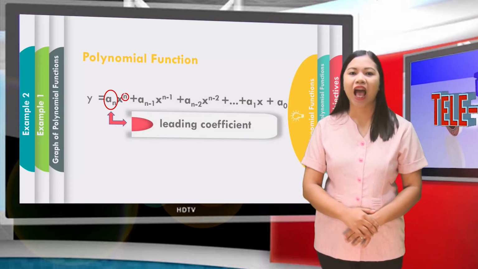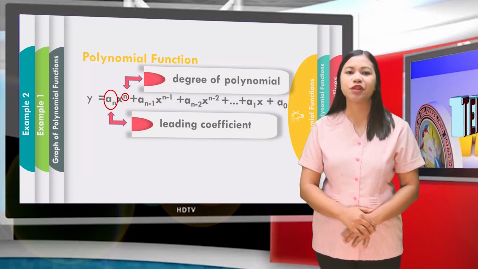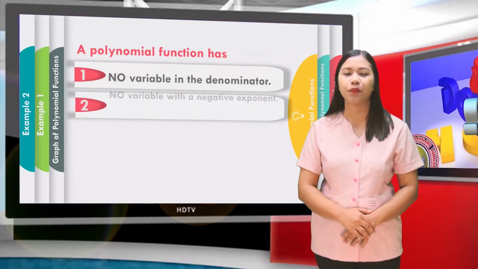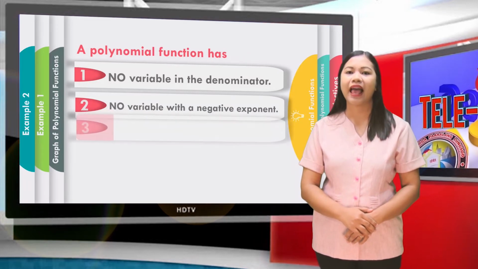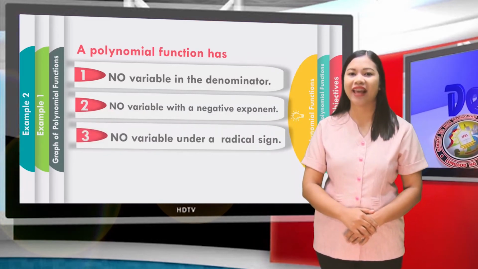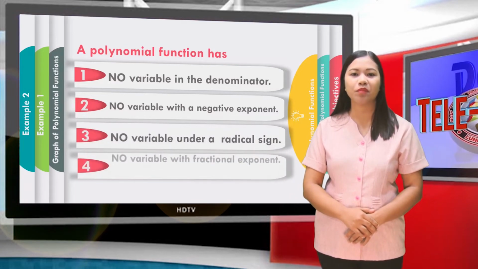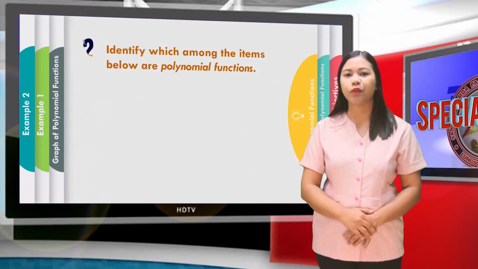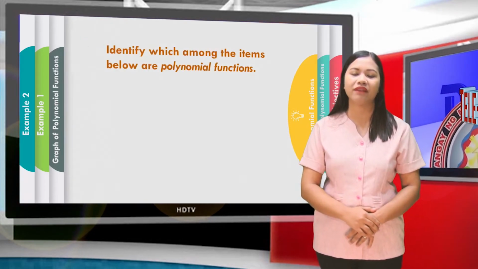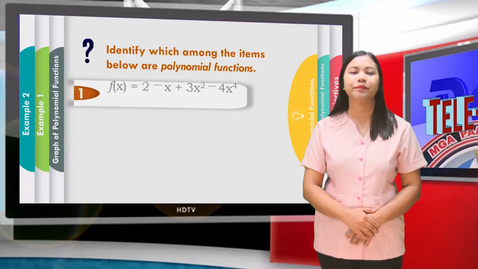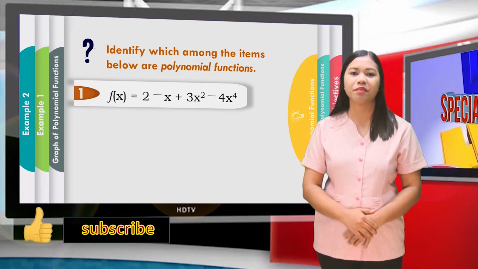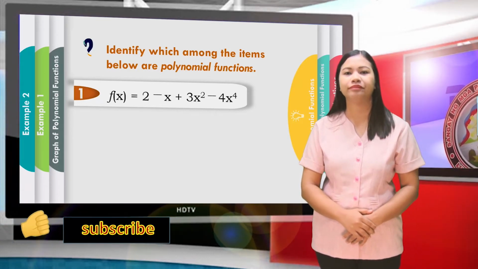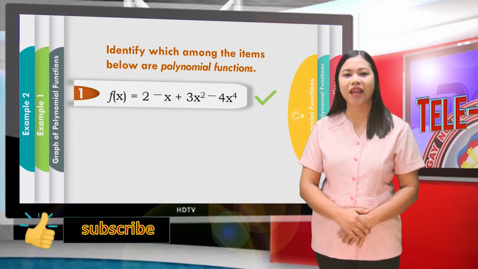Take note that a polynomial function has no variable in the denominator, has no variable with a negative exponent, has no variable under a radical sign, has no variable with fractional exponent. Now let us identify which among the items below are polynomial functions. Number 1, f(x) = 2 - x + 3x^2 - 4x^4. Yes, it is a polynomial function.